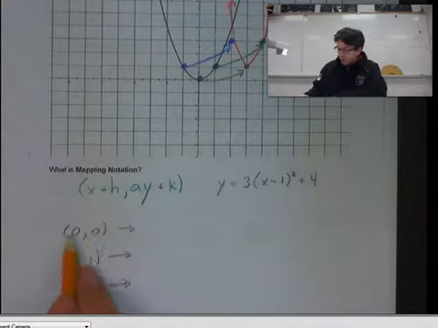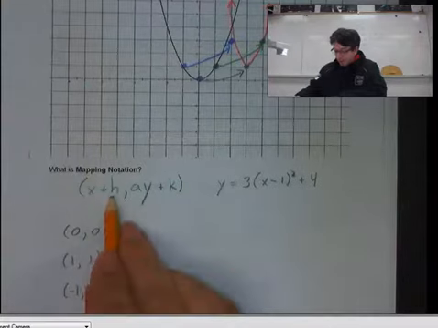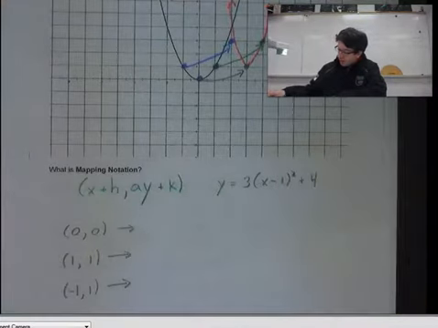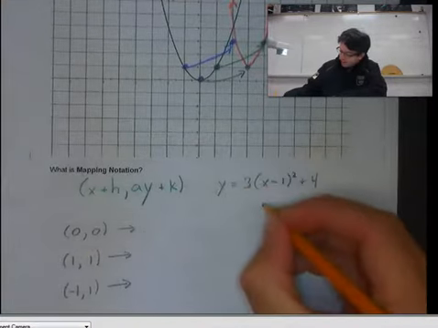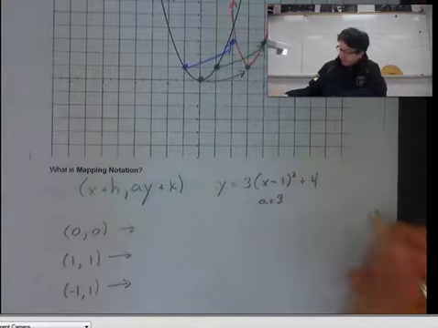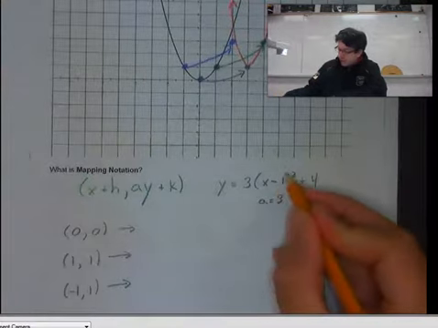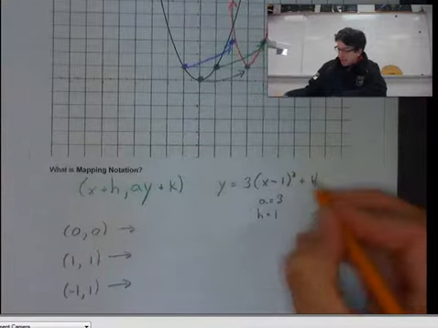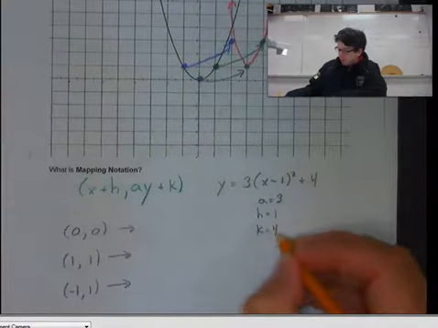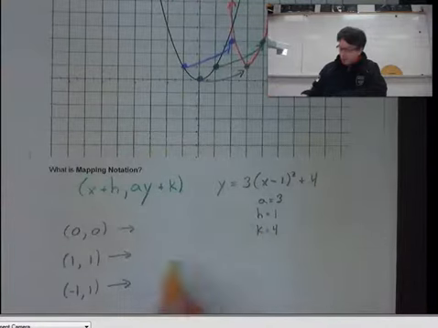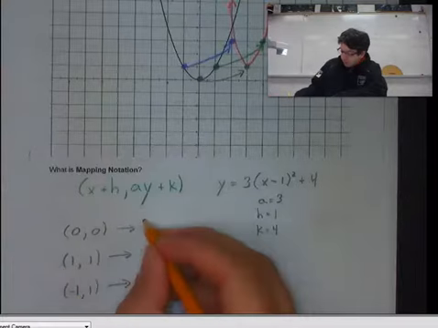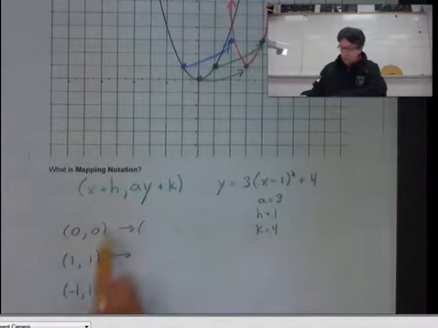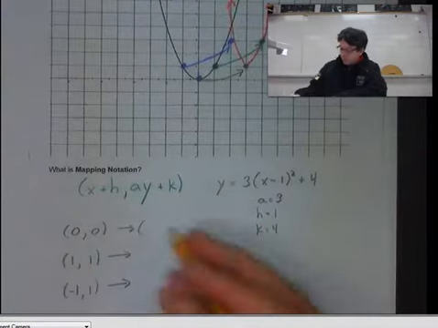So our first one, 0, 0. Well, let's look at what a, h, and k are. It's important to identify those. So here's a. So a is 3. h is positive 1. Remember, you take the opposite sign. And k is 4. Okay, so the point 0, 0, we're going to transform it. So 0 plus h, where h is 1. So 0 plus 1 is 1.